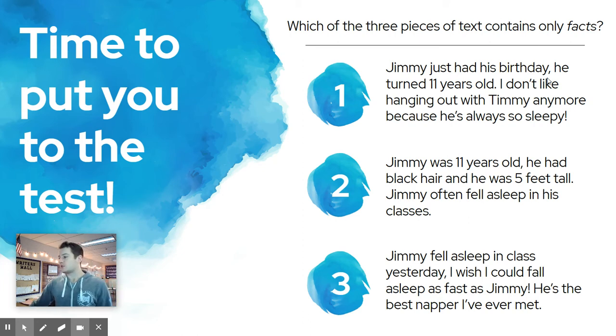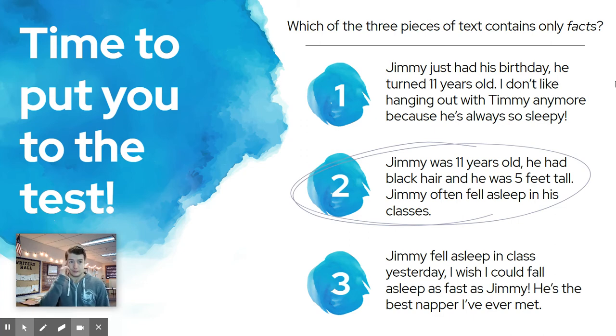So we just read those three examples. Take a moment and think to yourself, which one contains only facts, only things that you can prove? Number one, number two, or number three? If you said number two, or if you thought number two, then you were correct. Jimmy was 11 years old. He had black hair and he was 5 feet tall. Jimmy often fell asleep in his class. That's not saying anything about feelings or what they might think. It's just facts, just things that we can prove about Jimmy.